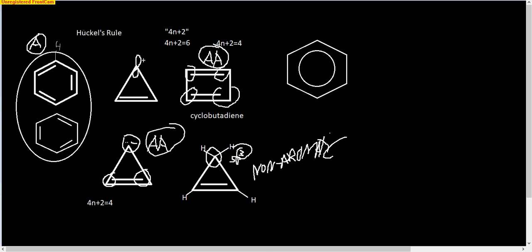And when we plug this into Huckel's rule, 4n plus 2 equals the number of pi electrons. There are no electrons up here, so you only have 1, 2. So 2 minus 2 is 0. 0 over 4 is 0. n equals 0. That's a whole number. And therefore, this one is aromatic.